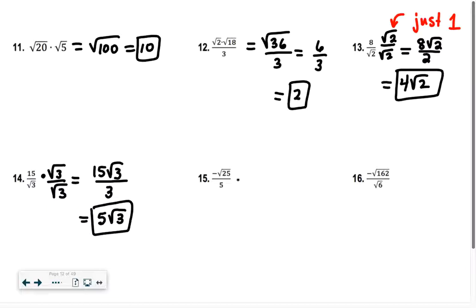This one has a negative out front, but that's okay. So negative can just stay out front. What's the square root of 25? 5 over 5. So your answer is negative 1.